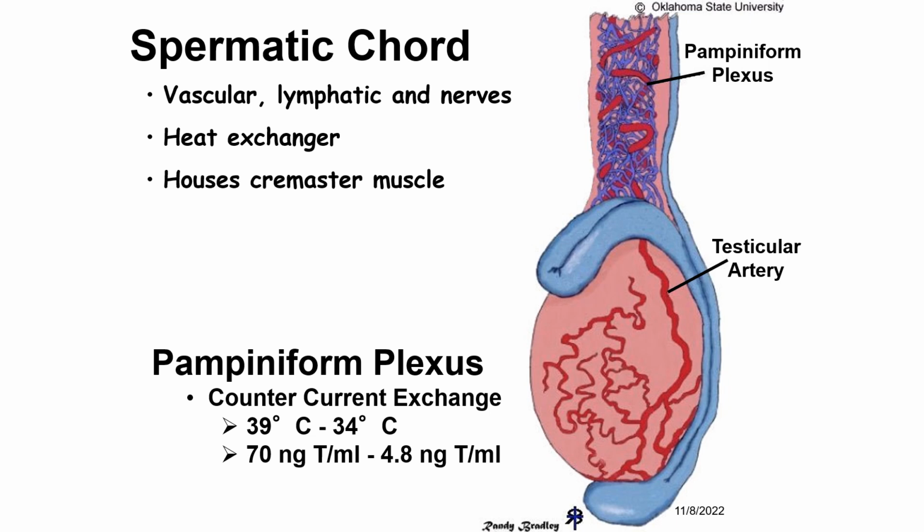So for example, the level of the testosterone in the testes is higher, at 70 nanogram per ml, as compared to that of the body. The pampiniform plexus will function to maintain the elevated level of testosterone in the testes. This is important because a higher level of testosterone will be needed in support of spermatogenesis, or the formation of the sperm. The spermatic cord also contains a muscle, and that is the cremaster muscle.